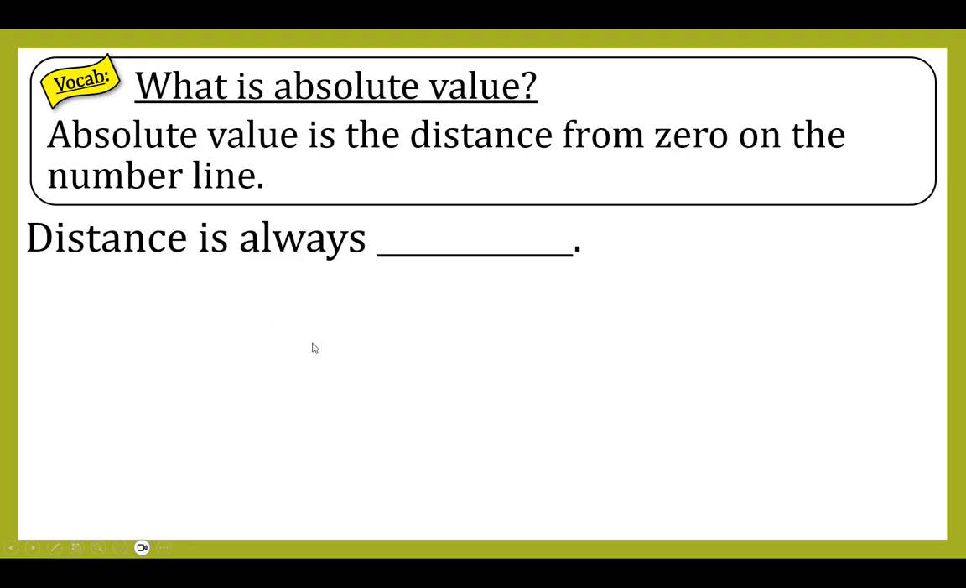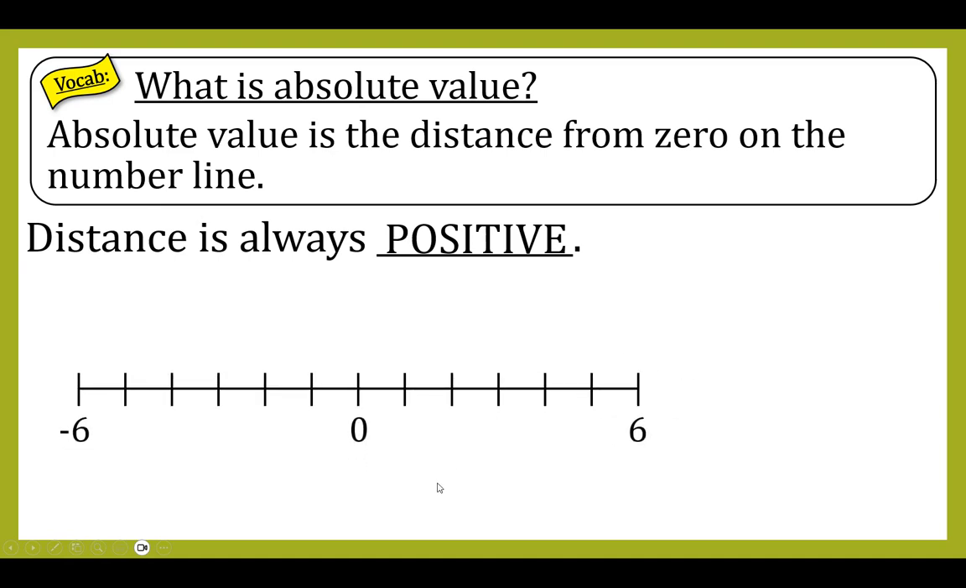Absolute value always has a distance that is positive. So distance is always positive. So let's look at the number line. And if we look at the absolute value of -6, what that means is we are looking at -6 right here. And what is the distance from 0 on the number line? And again, distance is always positive.